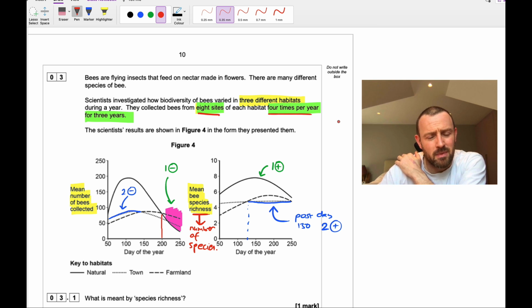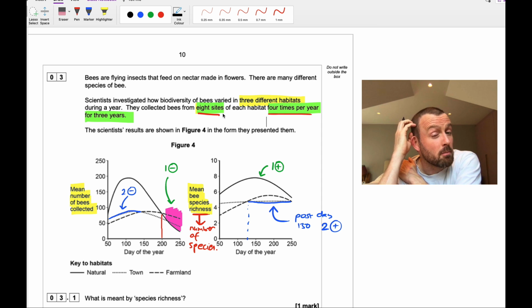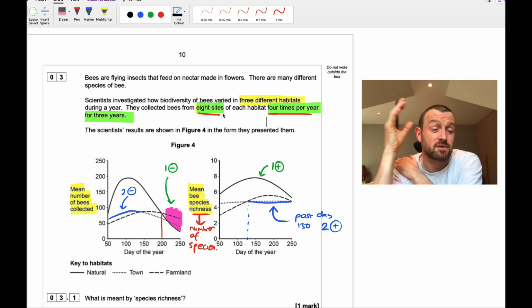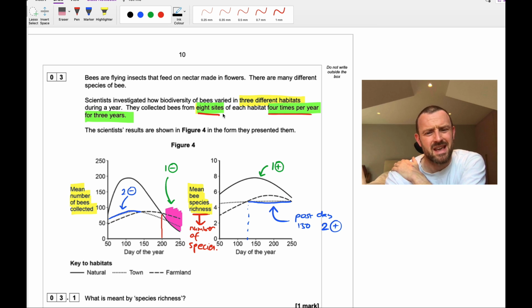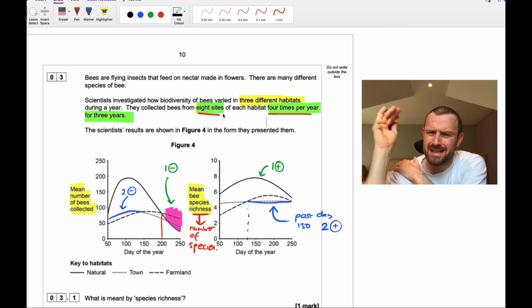So they perhaps could have done 8 sites from each different habitat. So they could have used more sites per habitat, maybe 20 sites per habitat, and they could have also sampled more than 4 times per year, or they could have sampled for a greater number of years. Now for each one you have to explain why it'd be better, and essentially it's going to enable you to get more data and to get a more accurate average by removing anomalies. That's what I'm guessing.